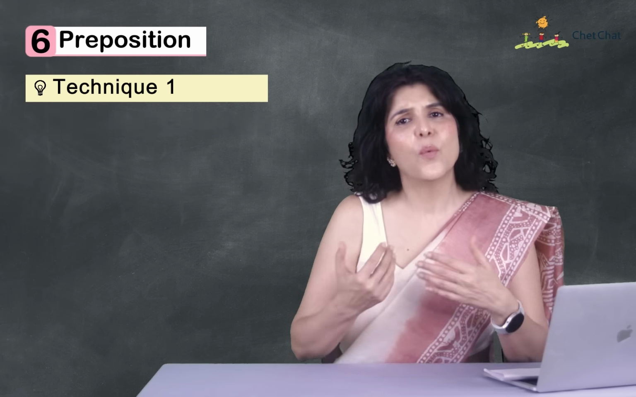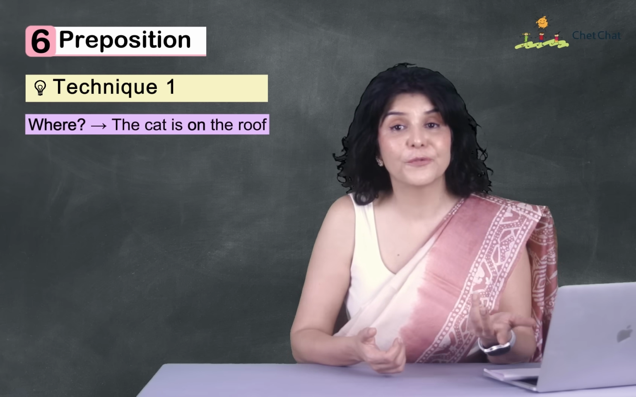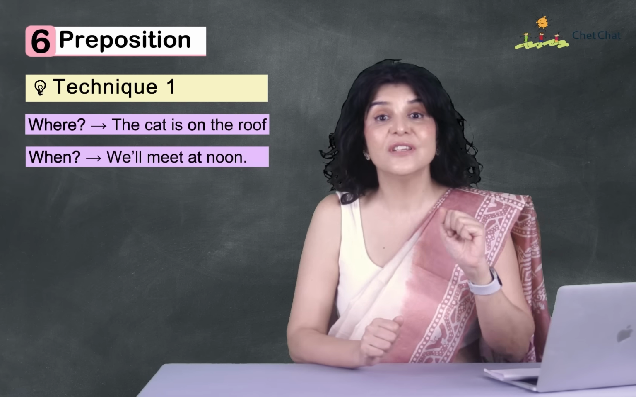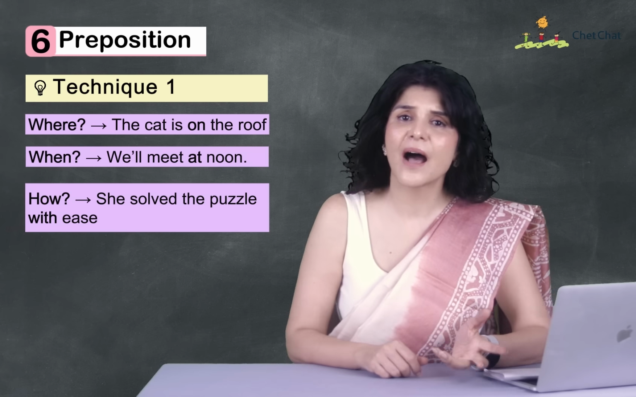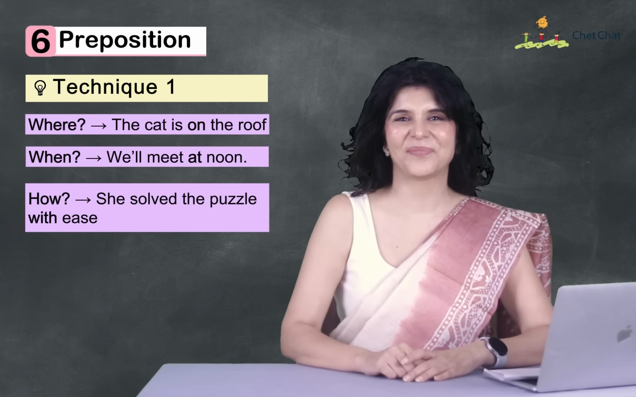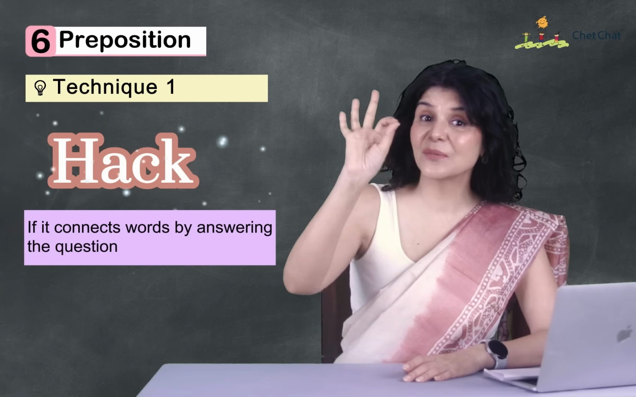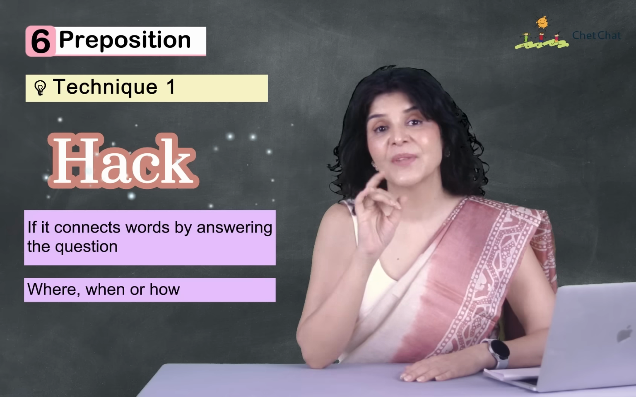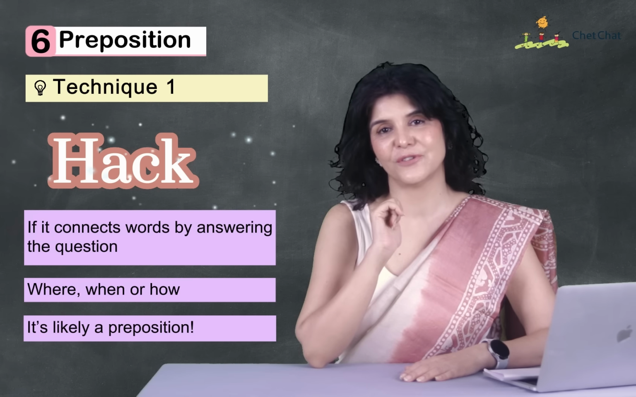Okay? Technique number 1, ask where, when, or how. Example, where? The cat is on the roof. We'll meet at noon. When? Okay? She solved the puzzle with ease. How? With ease, like a boss. Hack. If it connects words by answering the question where, when, or how, it's likely to be a preposition.